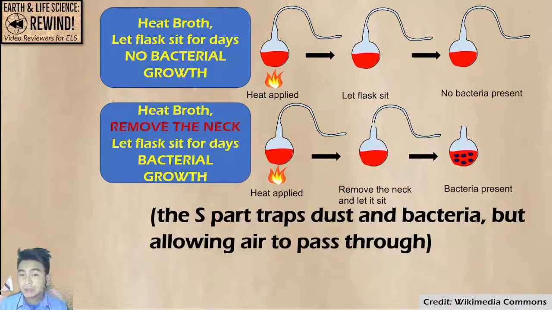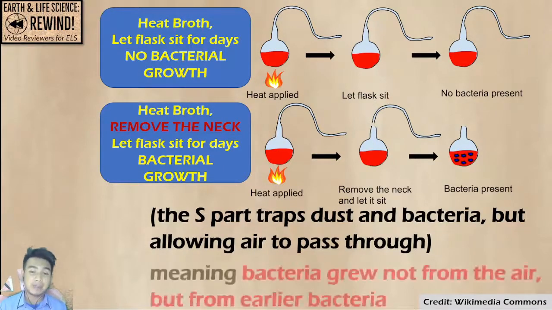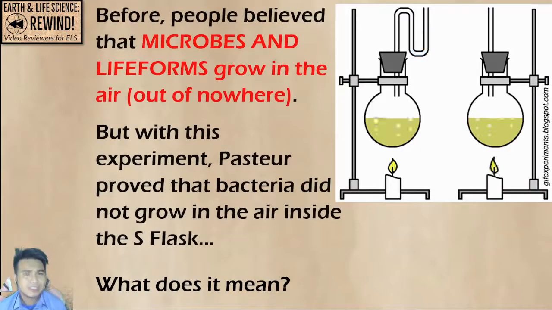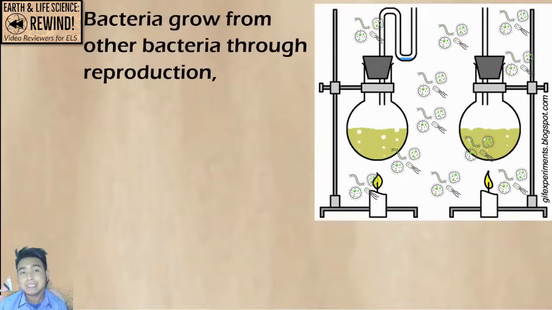So it means that because of the S-tube that traps dust and bacteria but allows air to pass through, bacteria grew not from the air, but from earlier bacteria. So what does it mean? People believed before this that microbes and life forms grow in the air, out of nowhere. But with this experiment, Pasteur proved that bacteria did not grow in the air inside the flask. It means bacteria grow from other bacteria through reproduction.